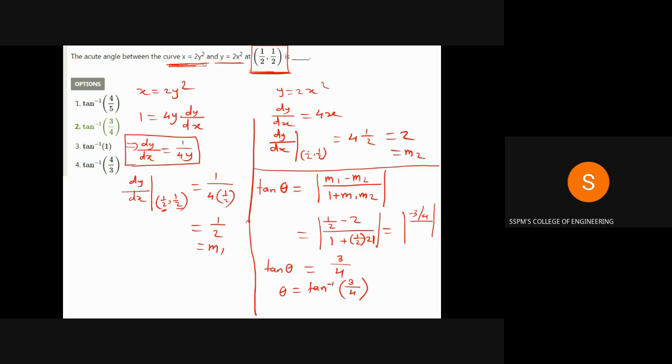Minus 3 by 2, and in the denominator we will get 2 and 2 will get cancelled, so this is 1. 1 plus 1 is 2. Minus 3 by 2 divided by 2 means minus 3 by 4. Mod of minus 3 by 4 is simply 3 by 4. So tan inverse 3 by 4, so the correct option will be the second one, tan inverse 3 by 4.